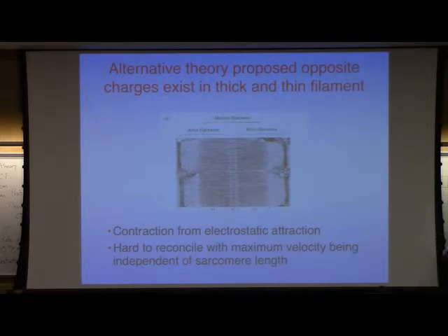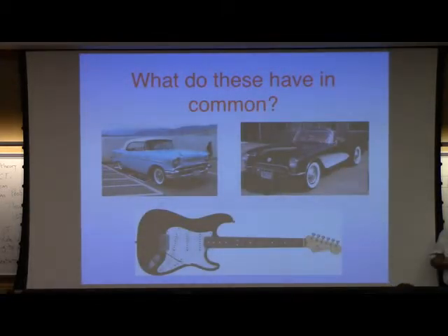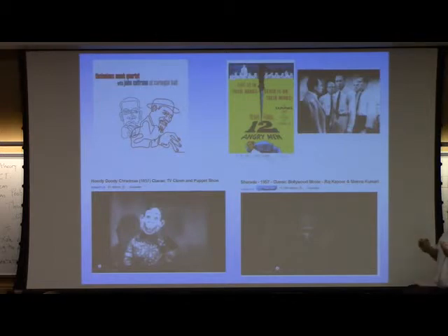And that takes us to the next part of the lecture, which, of course, has nothing to do with muscle, but the question is, what do these things have in common? Anybody want to take a guess? Power stroke, exactly. No, not power stroke. Good guess, though. This is a 57 Chevy, a 57 Corvette, this is a 57 Stratocaster. These were all classics, well recognized. I tried to be a little more multicultural here.